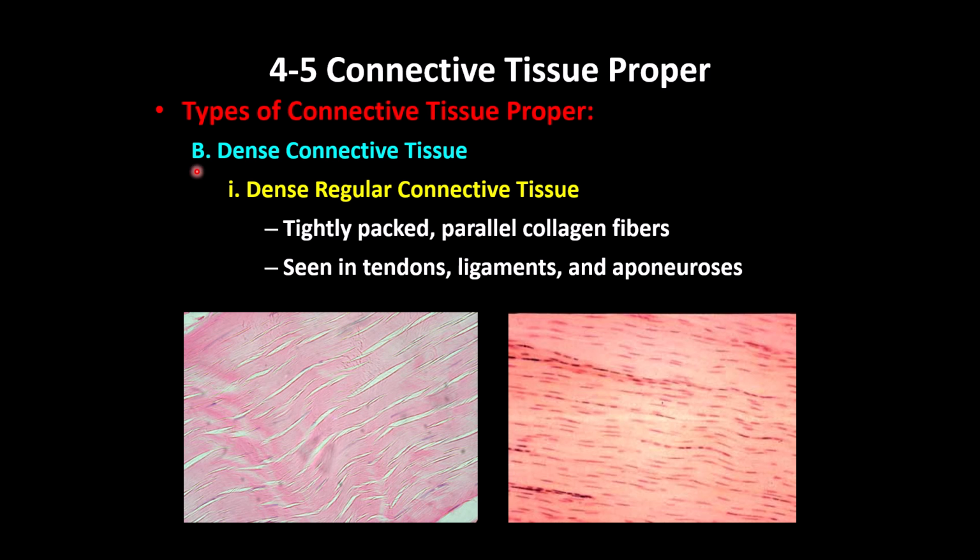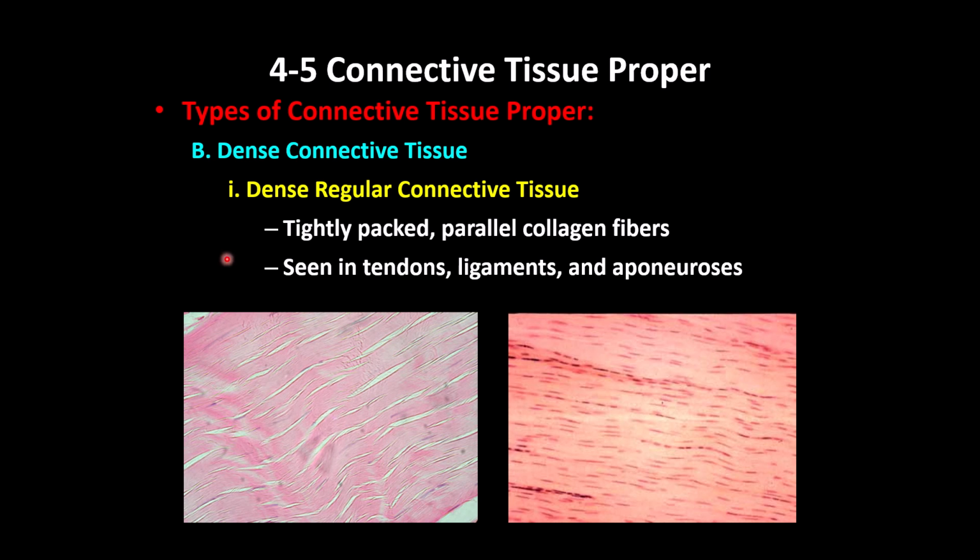Okay, so you had loose connective tissue. The second type is called dense connective tissue. These are both types of connective tissue proper. Now again we have three different types of dense connective tissue: dense regular, dense irregular, and dense elastic.